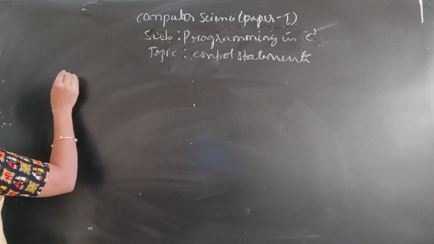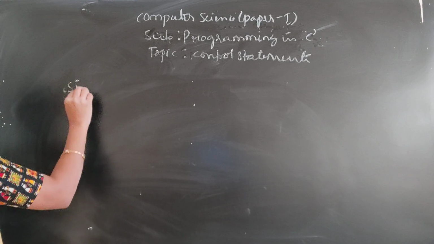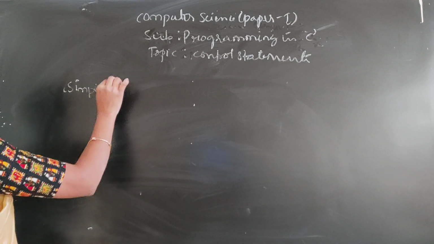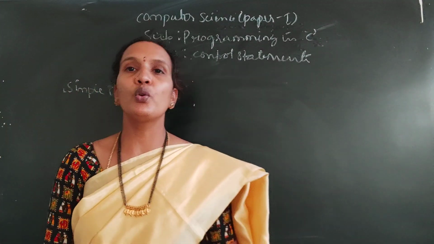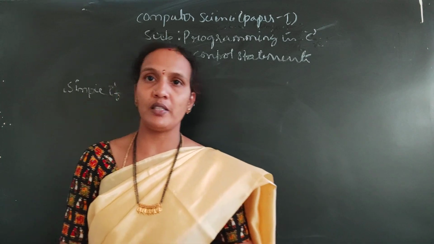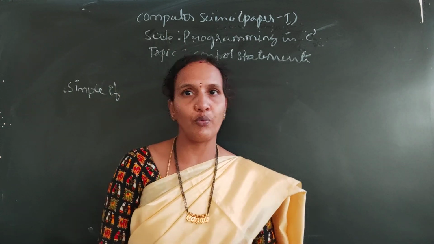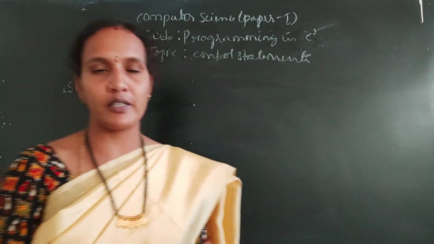Now we'll discuss if. It is also called a simple if statement. First thing, it is a two-way decision making statement. Two-way means when you implement this, you will get 2 results, either true or false. So that is why it is called a two-way decision making statement.